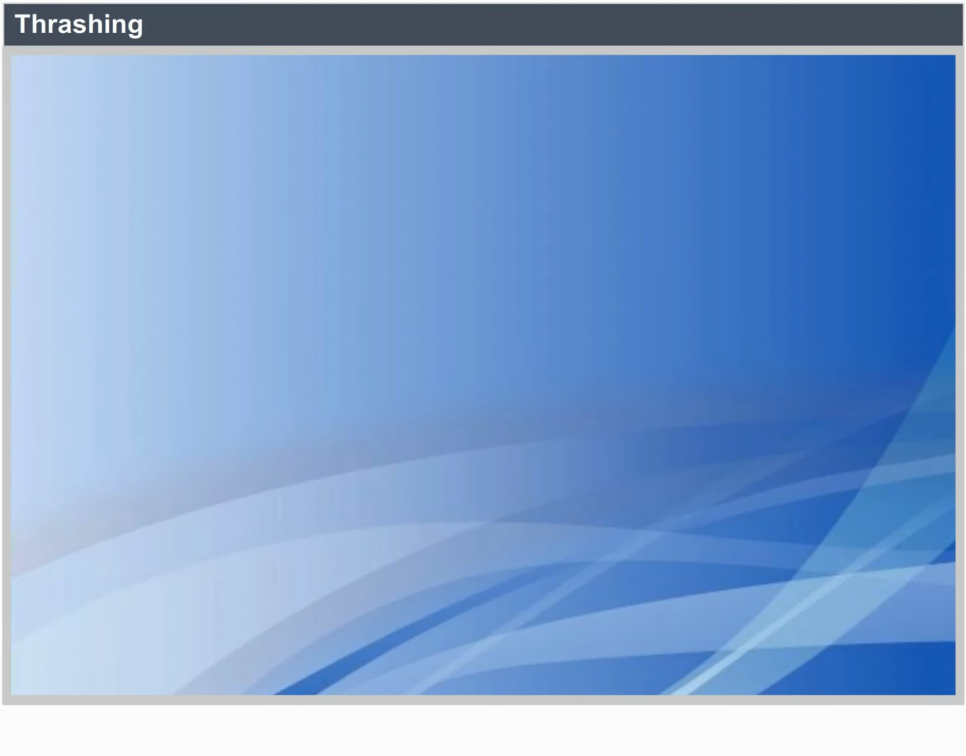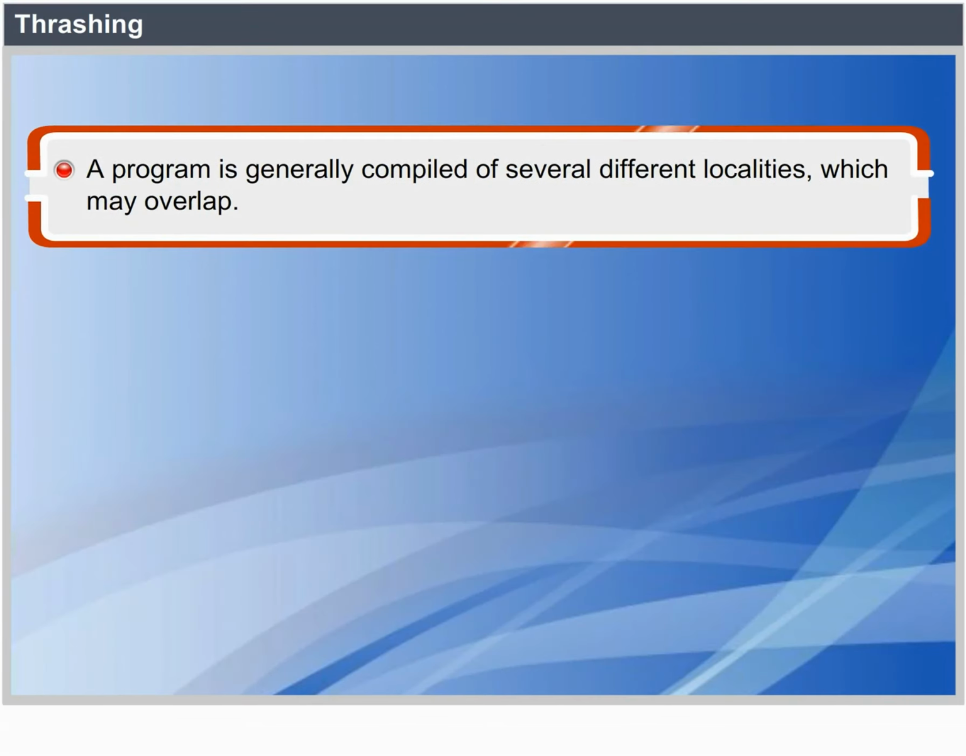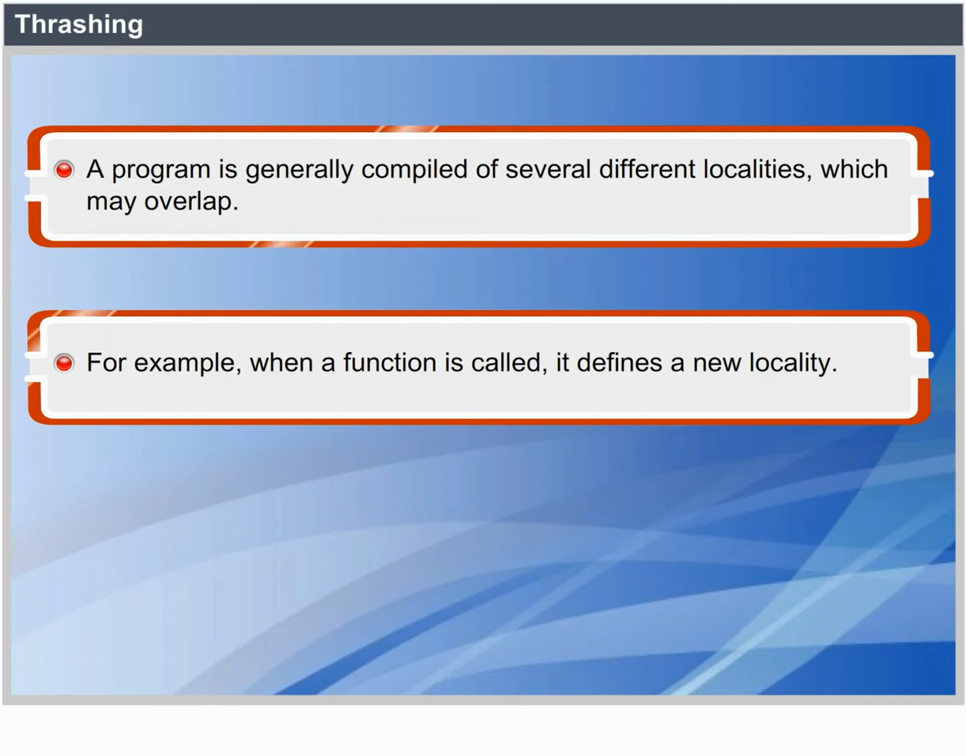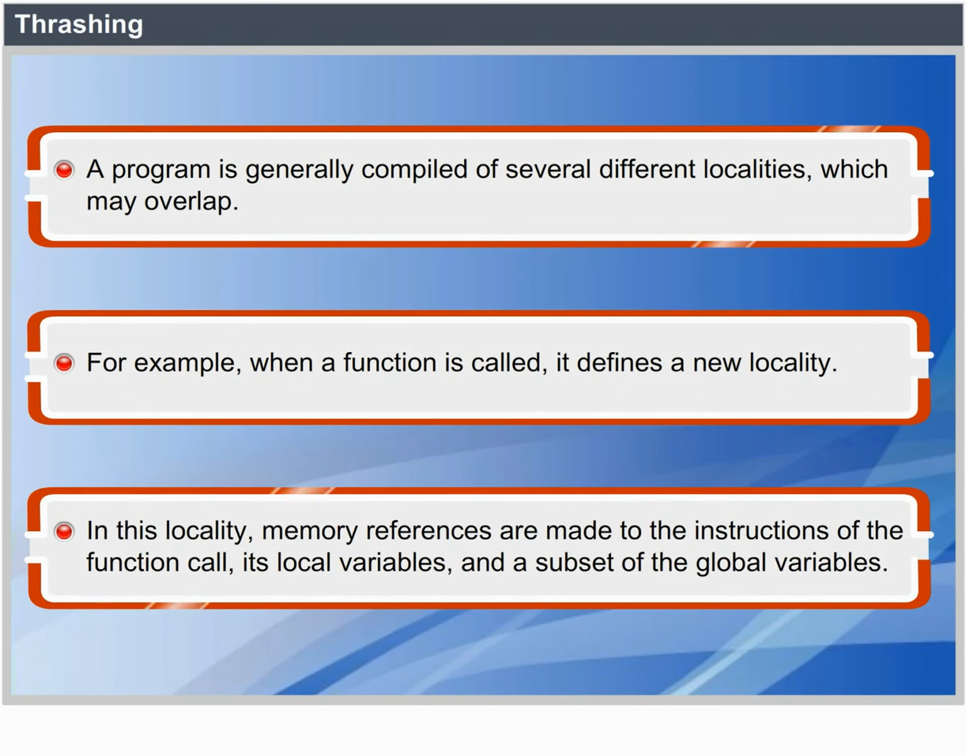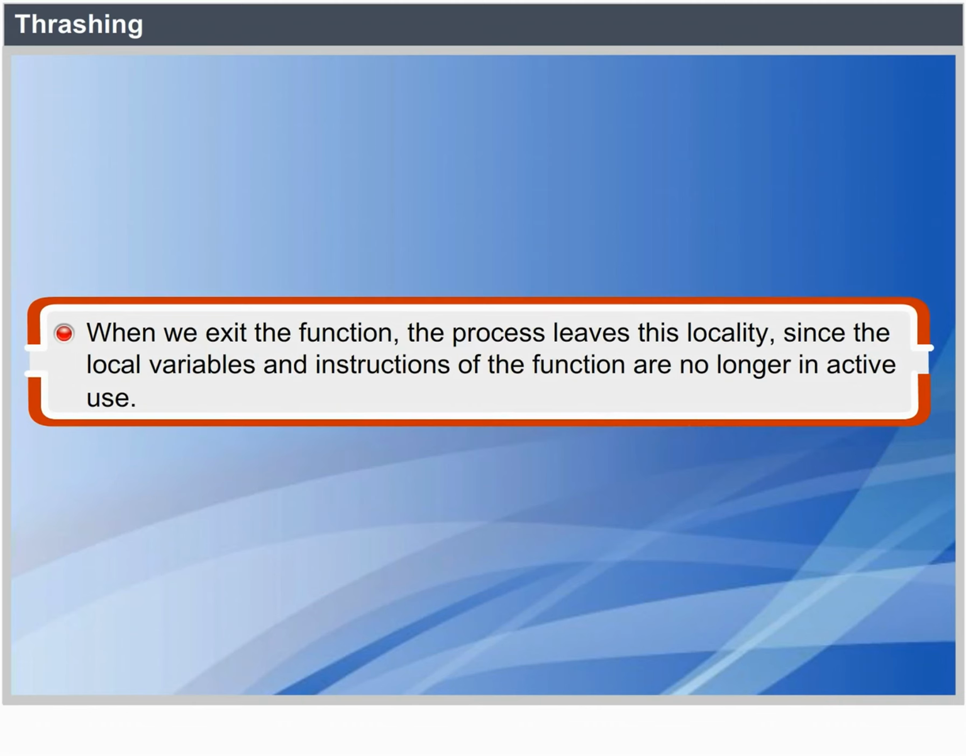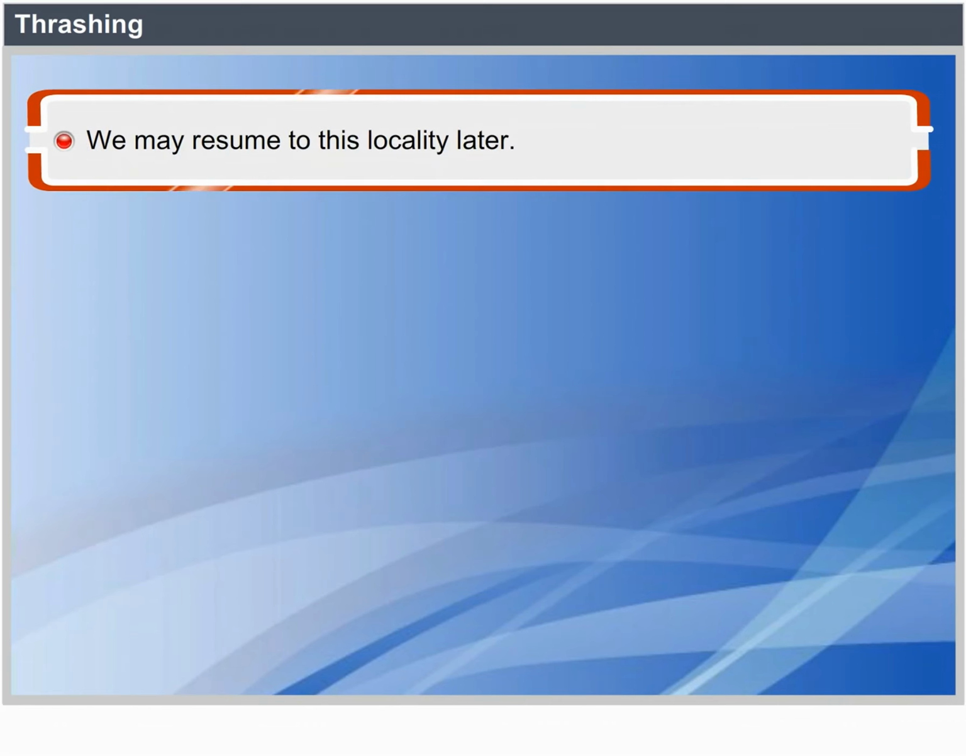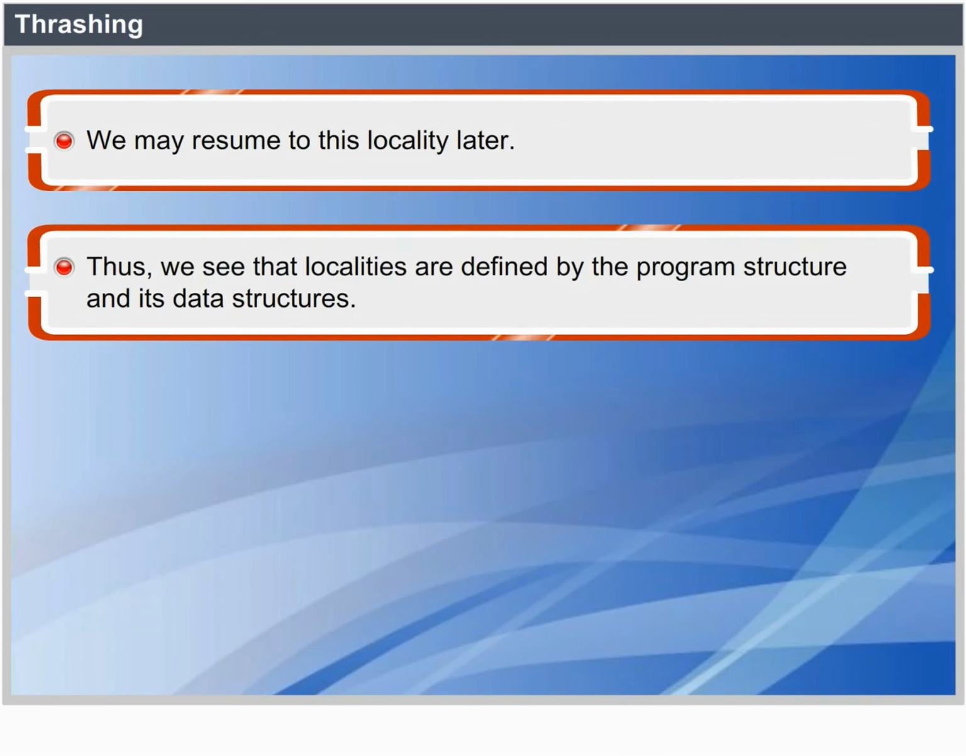For example, when a function is called, it defines a new locality. In this locality, memory references are made to the instructions of the function call, its local variables, and a subset of the global variables. When we exit the function, the process leaves this locality since the local variables and instructions of the function are no longer in active use. We may return to this locality later. Thus, we see that localities are defined by the program structure and its data structures. The locality model states that all programs will exhibit this basic memory reference structure.